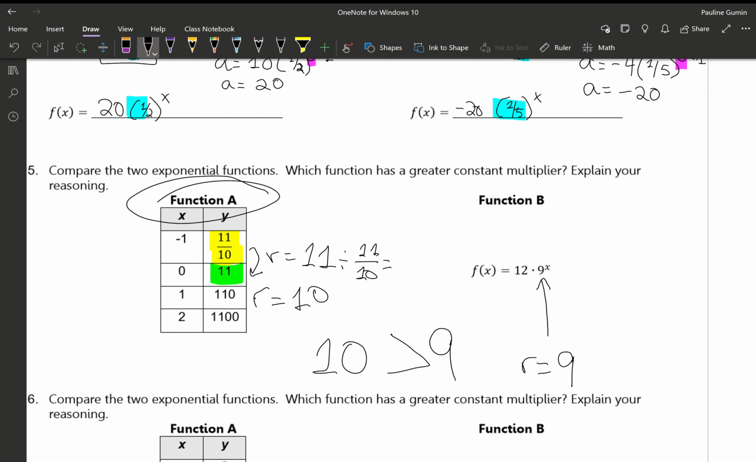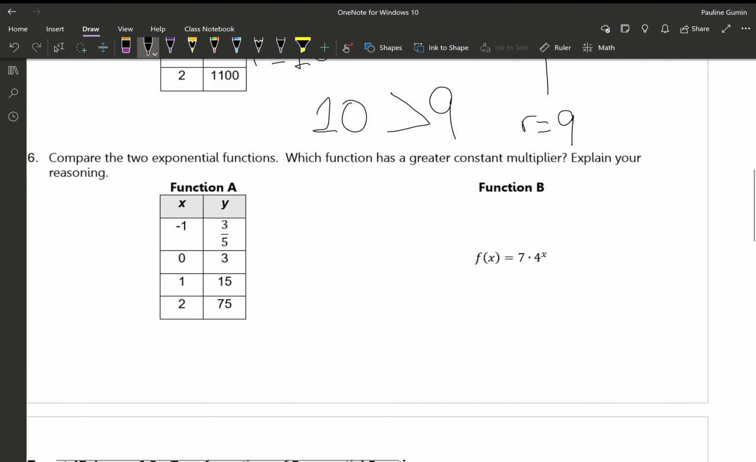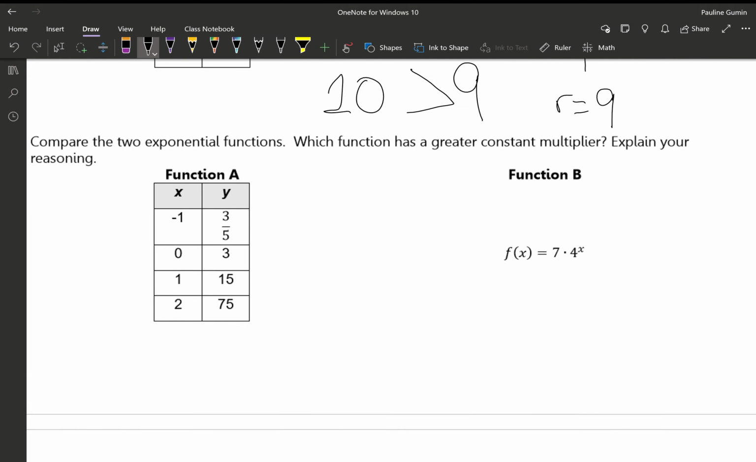In mathematics, this is explaining our reasoning. It's showing our work. Let's do the same thing in number 6. In function B, our constant multiplier is easy to see. It's 4. For function A, we're going to have to do some division.